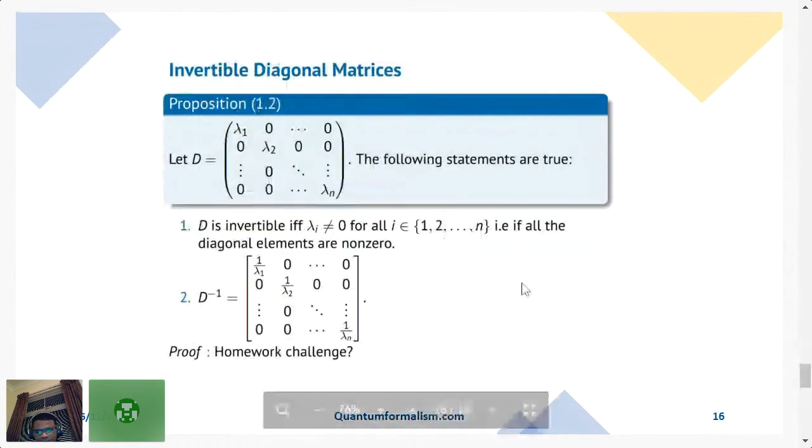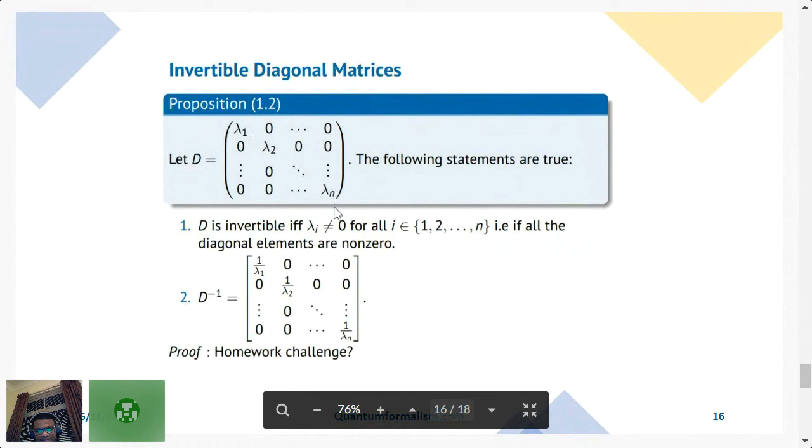Now the question is the invertibility condition for a diagonal matrix. This is very interesting. We will see this later once we reach the Hermitian section, and more concretely once we start talking about the actual quantum stuff. So anyway, given a diagonal matrix D, let's call it D because it stands for diagonal, with the entries lambda 1, lambda 2, up to lambda n, the following statements are true. The claim is that D is invertible if and only if the lambda i's are non-zero. That means all the diagonal elements are non-zero.